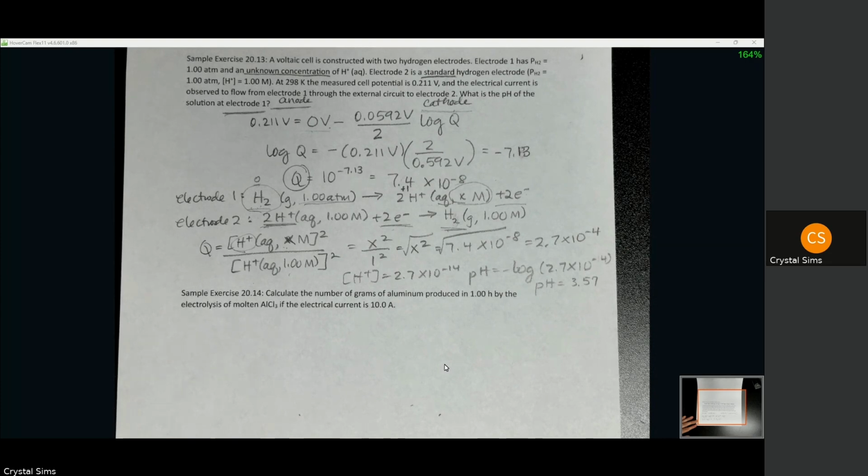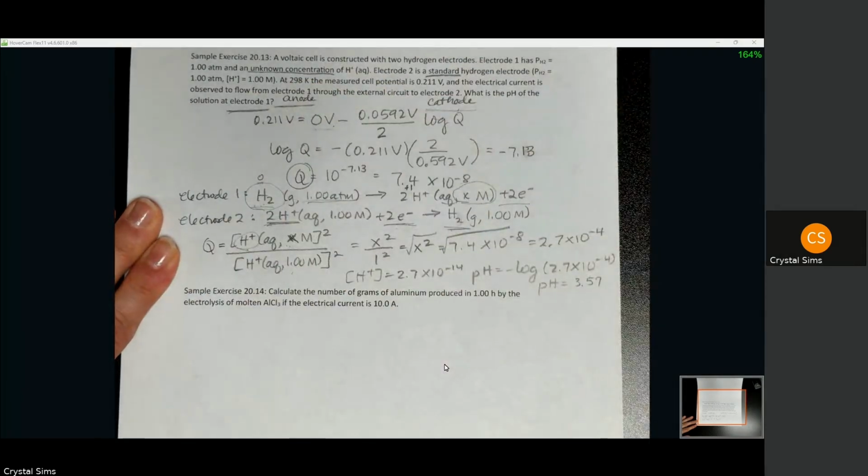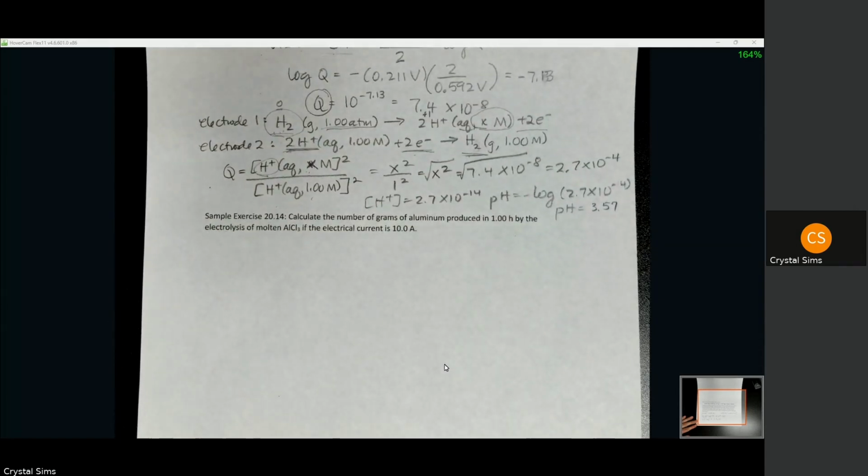Okay, our last problem gets into determining the electrolysis and charge. So electrolysis is when we have an outside source of energy that is driving a voltaic cell reaction. So these would be like non-spontaneous reactions, and we're using electricity basically to drive that reaction. So what we've got is an electrolysis reaction.